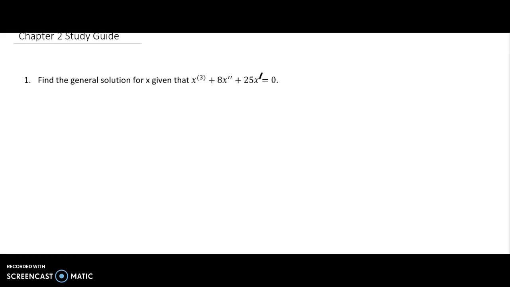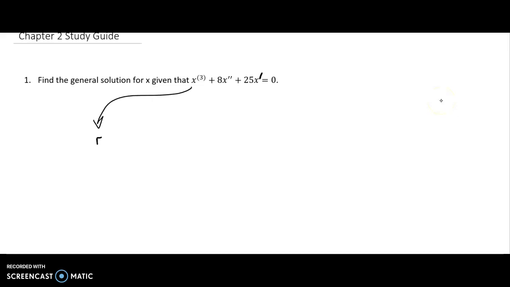All right, Chapter 2 study guide here. We're working with linear higher order differential equations. So this is an example of one right here, which we want to find the solution for. Remember, the parentheses of the 3 means the third derivative. So this says the third derivative of x plus 8 times the second plus 25 times x prime is equal to 0. So you should know that we need to create what's called a characteristic equation.